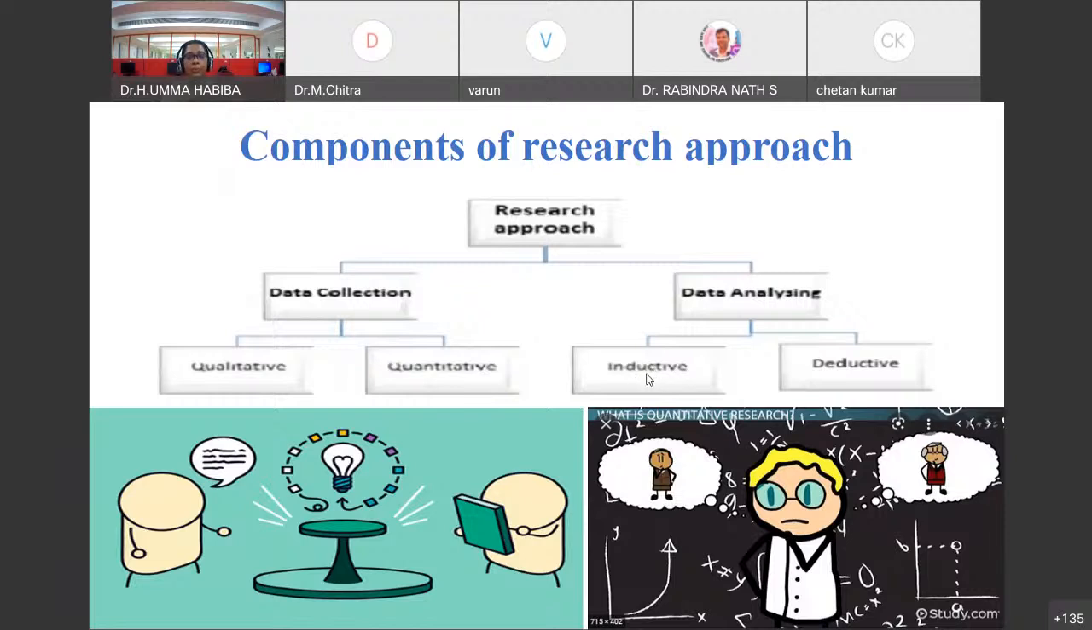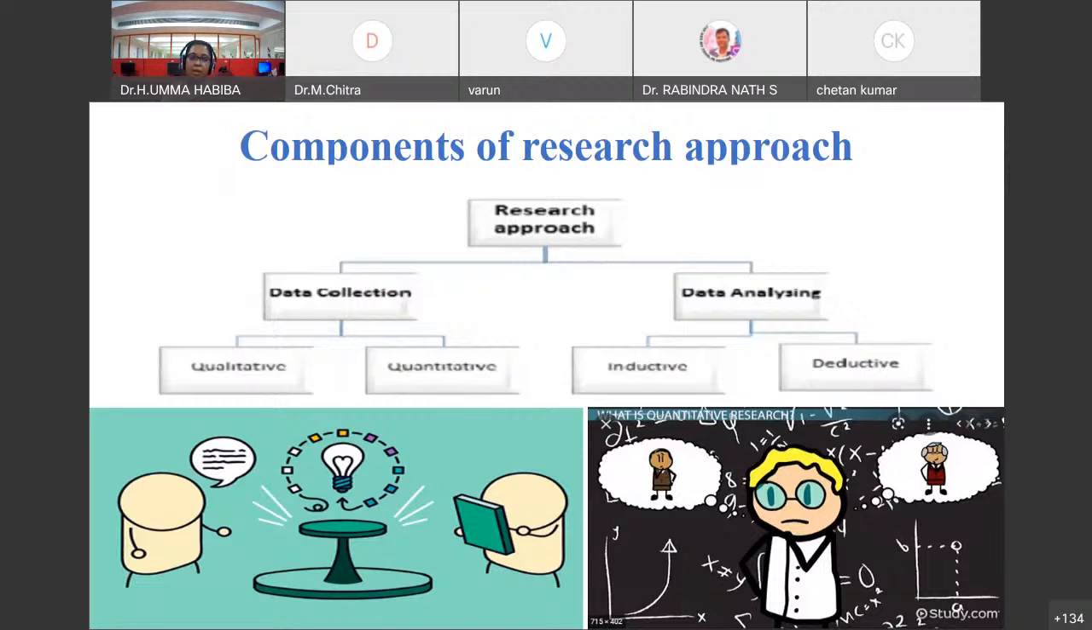In the inductive approach, we can do some experiments. Using experiments, we can get some results. Using those results, we can develop a subject, or the research can be progressed further. But in the deductive approach, there is no experiment. We cannot do an experiment. There are no results. But still, we need to progress the research. Still, we need to develop a subject. How is it possible? It is also possible by using a deductive approach.